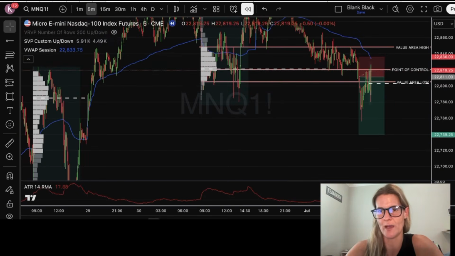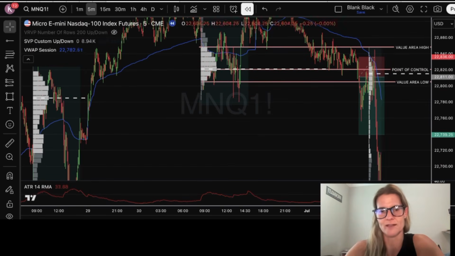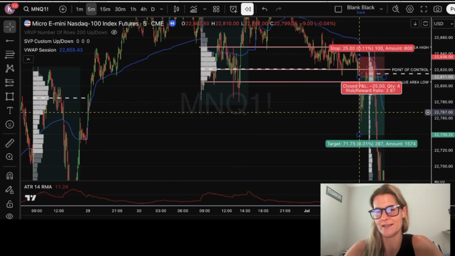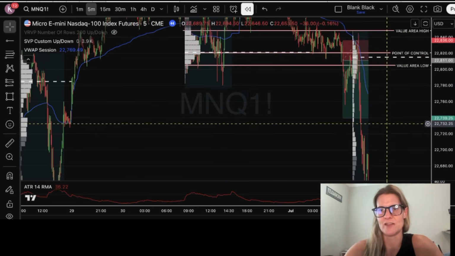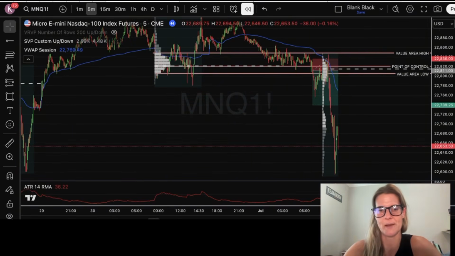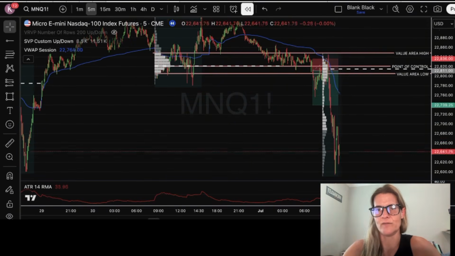Definitely holding below that point of control. We would have gotten stopped out there. The trade that I took was at 7 a.m. Central Time, so it was right before New York Open. In real life, I probably wouldn't have taken that, but that just kind of gives you an example of how I would have looked for a trade during that time. All right, let's move forward.